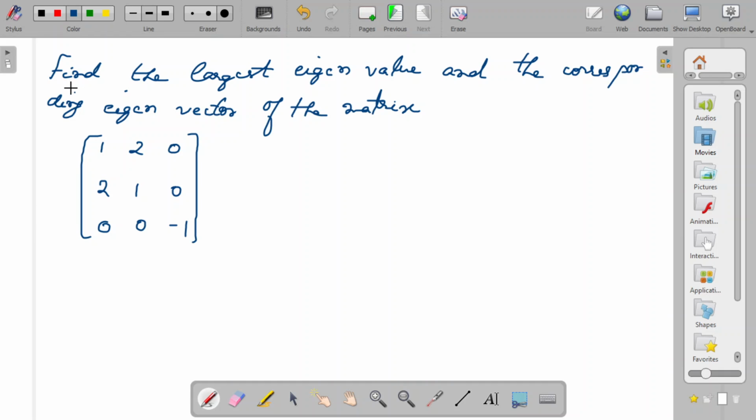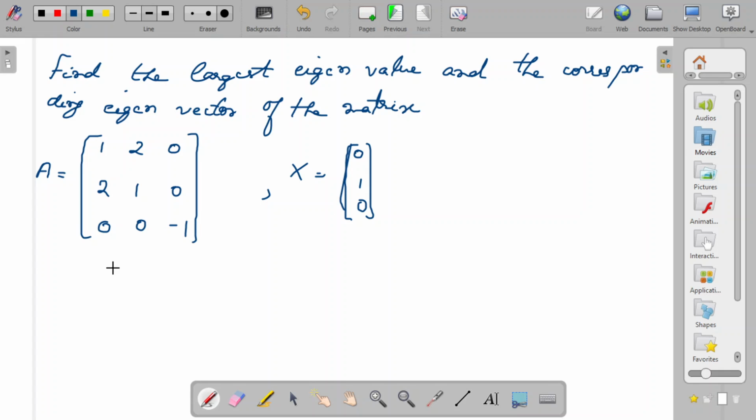Here we are given a problem to find the largest eigenvalue and the corresponding eigenvector of the matrix given. So this is what we call A. Now we have to assume the eigenvector, the vector which is asked here. That eigenvector has to be assumed. So for the time being, I assume the vector x as 0, 1, 0.